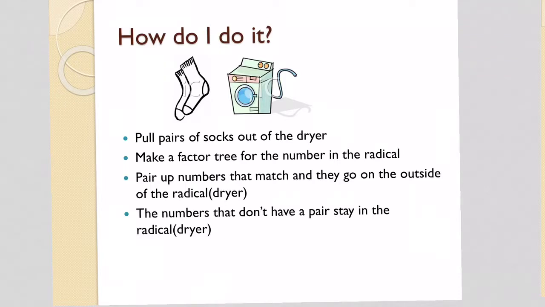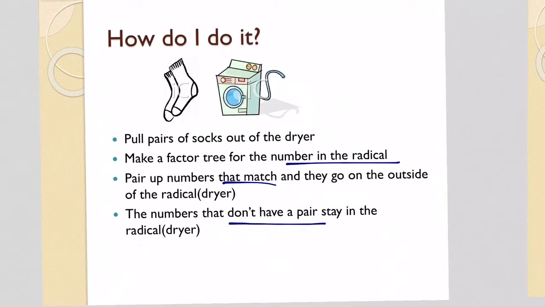So we're going to make a factor tree for whatever number is in the radical. Then we're going to pair up the numbers that match, and they go on the outside, so they come out of the dryer. Numbers that don't have a pair go on the inside. Let me show you what I mean.